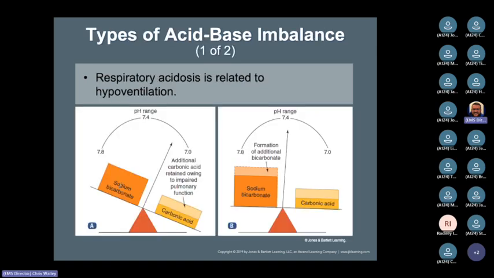Types of acid-base imbalances: respiratory acidosis is related to hypoventilation. Now you will see that in airway obstructions. You have that in cardiac arrest, overdose of a CNS depressant drug. You will also have some acid-base imbalances due to submersion, respiratory arrest, pulmonary edema, a closed head injury, some chest trauma. And then signs and symptoms of respiratory acidosis are systemic or cerebral vasodilation.